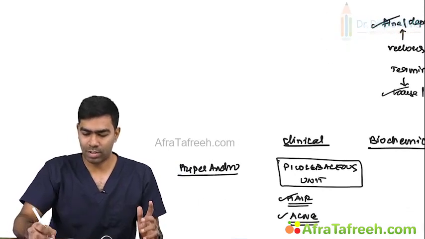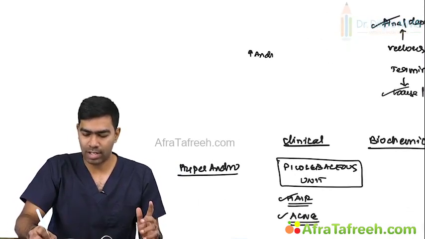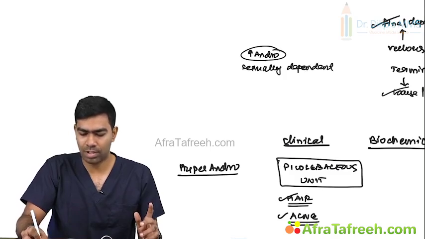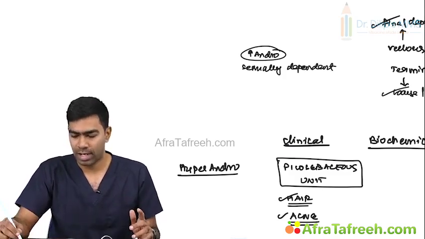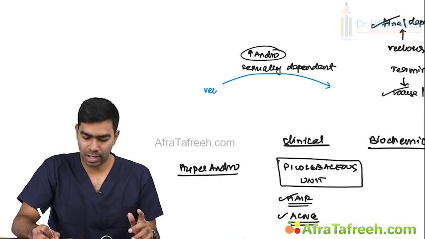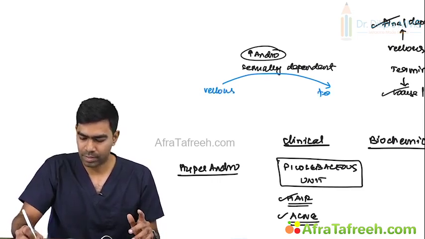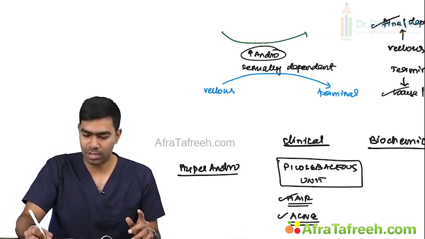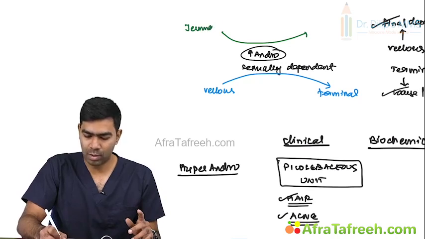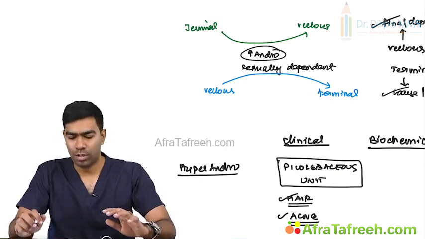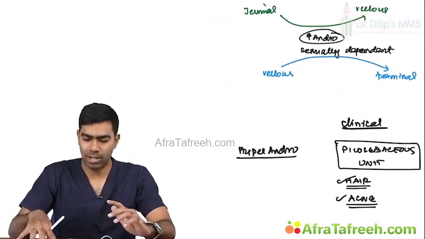So what do excessive androgens do? Remember, androgens act on areas that are sexually dependent. There are areas of hair and areas of skin which are sexually dependent. In the sexually dependent areas, they can transform vellus hair to terminal hair. And in certain sexually dependent regions, they can transform terminal hair to vellus hair. So both can happen.